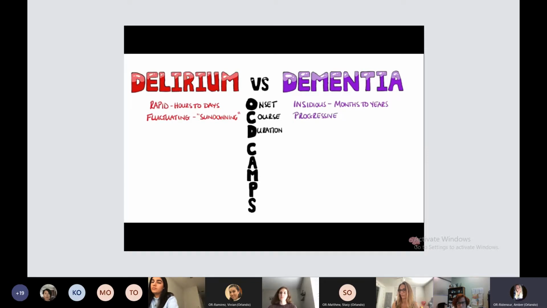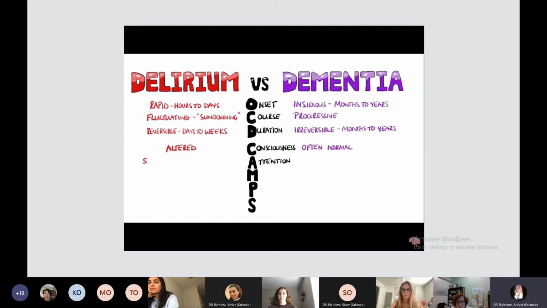Next, we have D for duration, which in delirium is mostly days to weeks and is reversible, although it can last months in causes such as liver failure. In dementia, the duration is again much longer, months or years, and in this case is irreversible. The second C is for consciousness, which is usually altered in delirium, while in dementia they can be clear, although of course this can be affected greatly in dementia too.